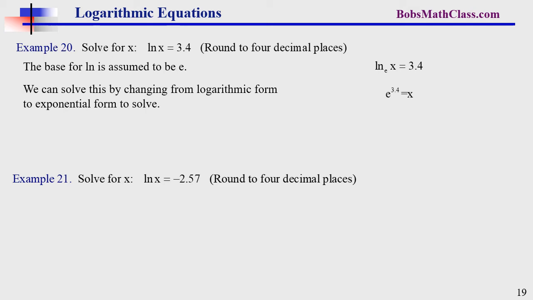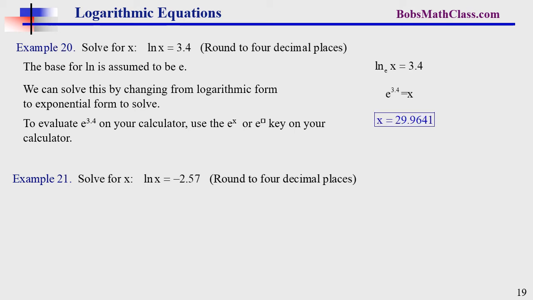Then you just type that into your handy dandy calculator. Most calculators, it should look like an e to the x or an e with a little box. It should be by the same key, the ln button. You might have to hit shift or second on your calculator. All right, so you get 29.9641.